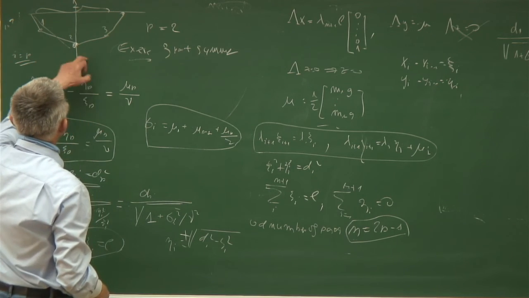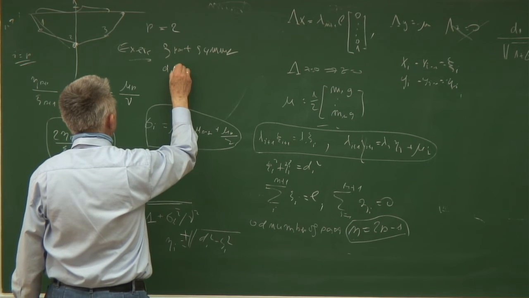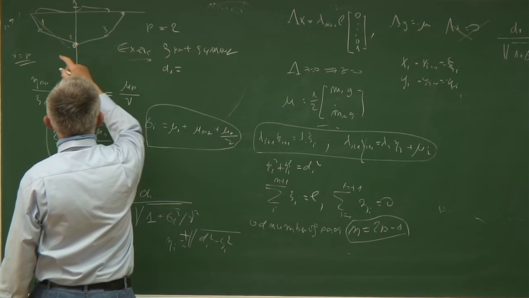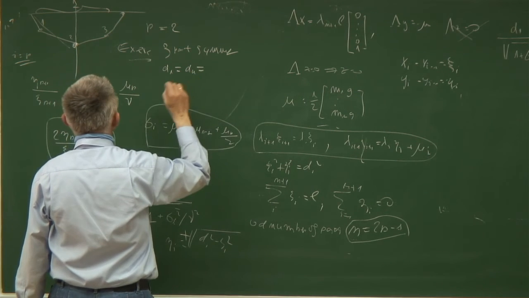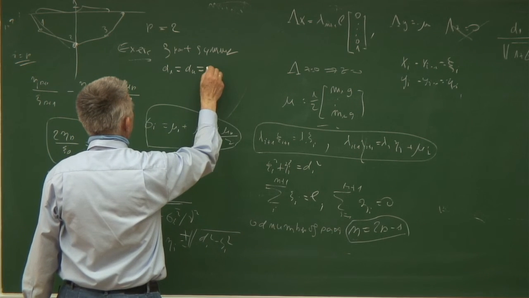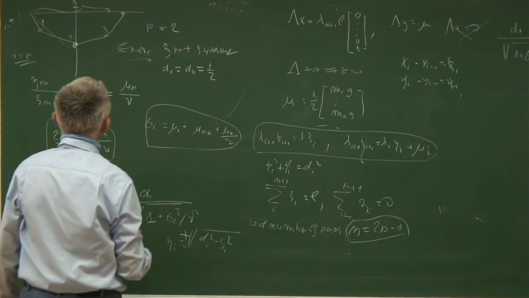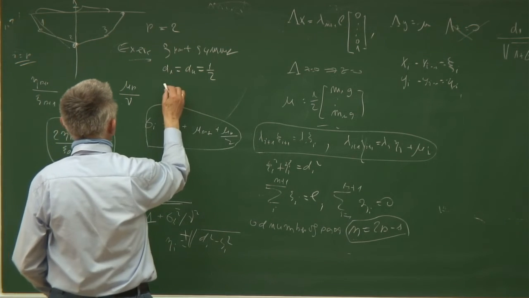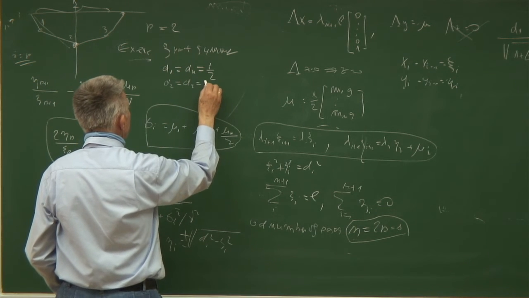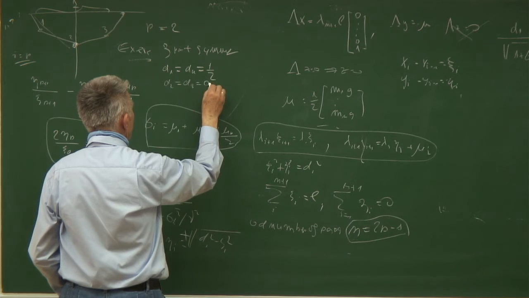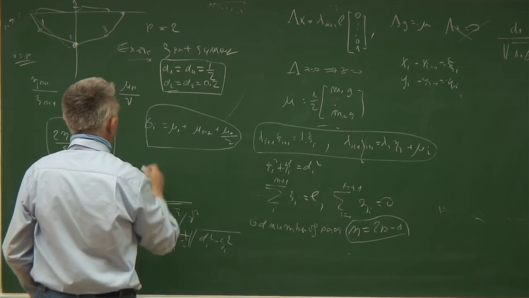And we have 1, 2, 3, 4. D1 equals to D4 equals to, well, 1/2, and D2 equals to D3 equals to, say, 0.2. Equal masses.